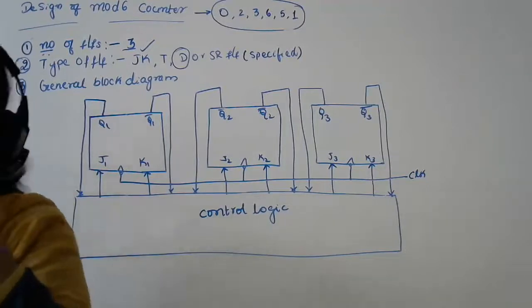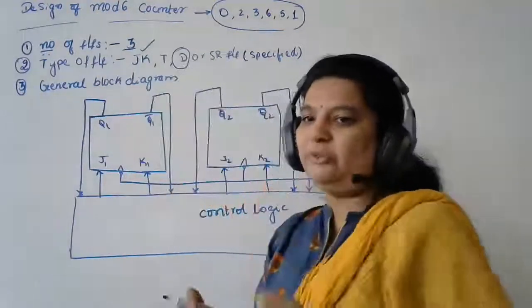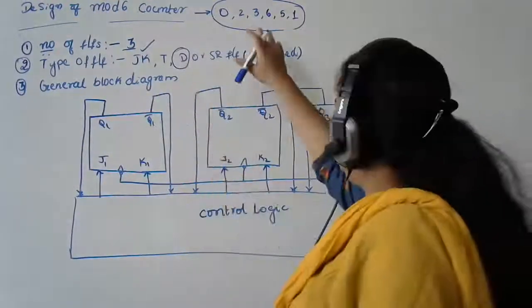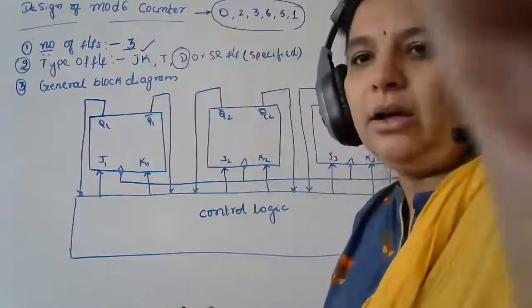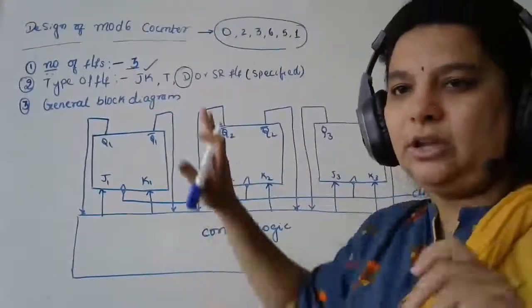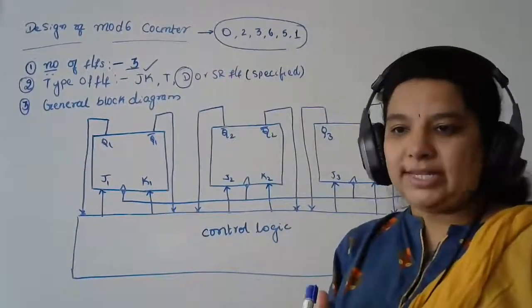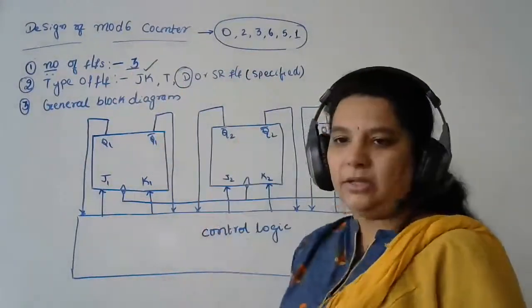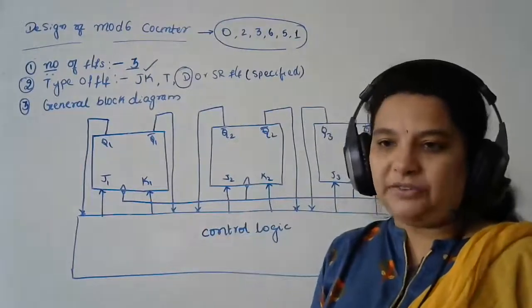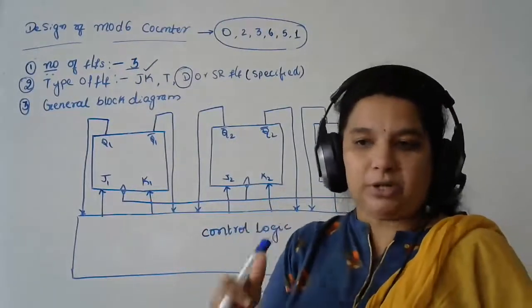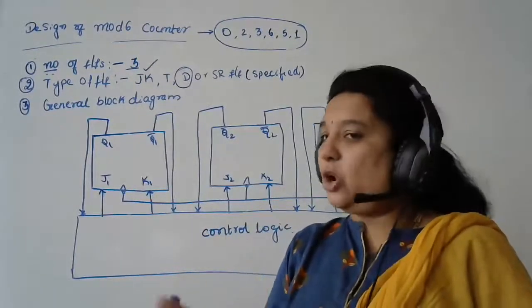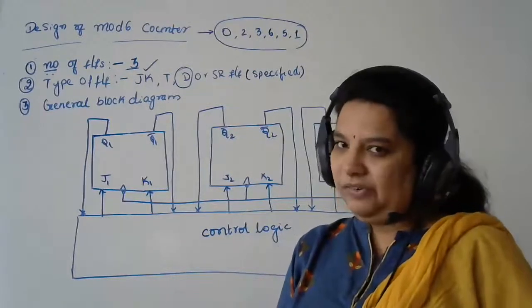Whenever you are given a counter design, you have to first decide the counting sequence. So I have been given this counting sequence. In order to get this counting sequence, how many flip-flops are required? I will decide that. And if a type of flip-flop is specified, then you have to use that specific type. If it is not specified, then you can always use a D flip-flop.